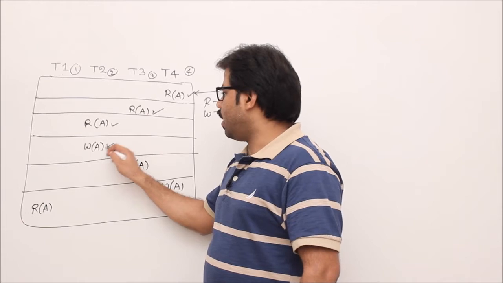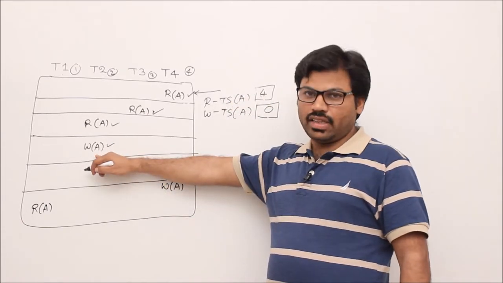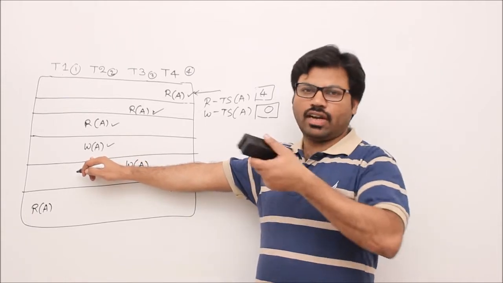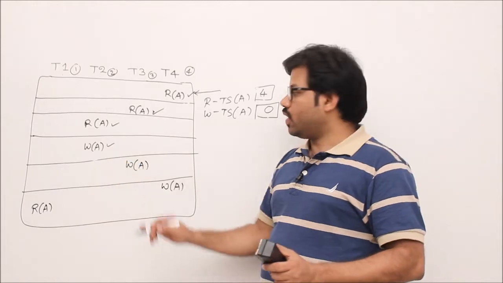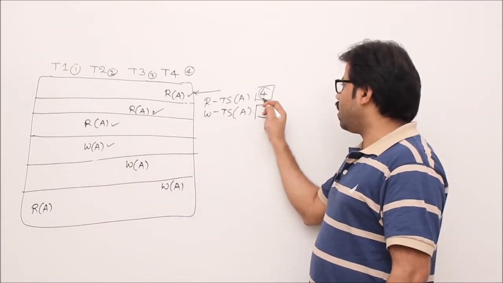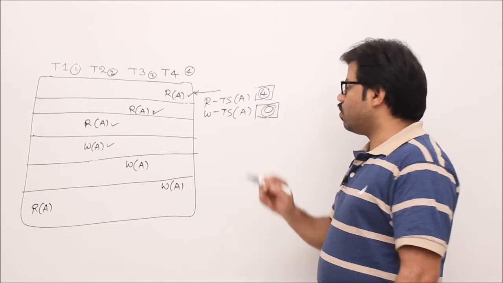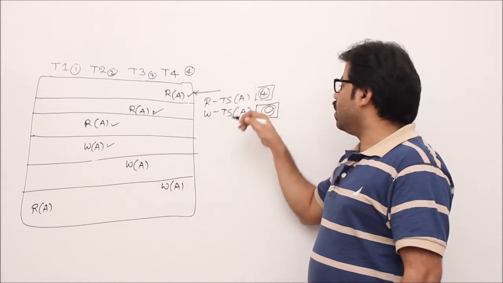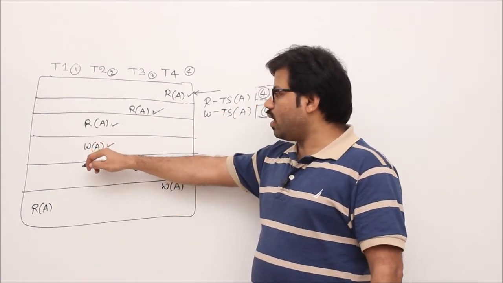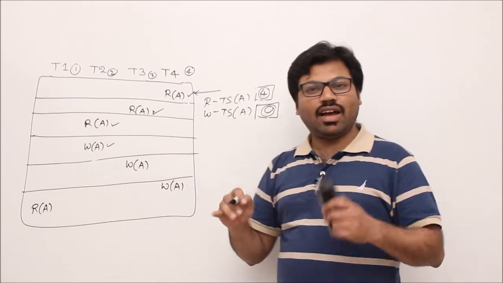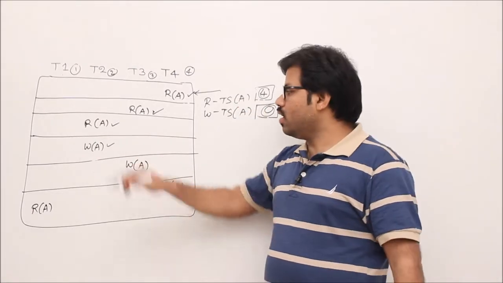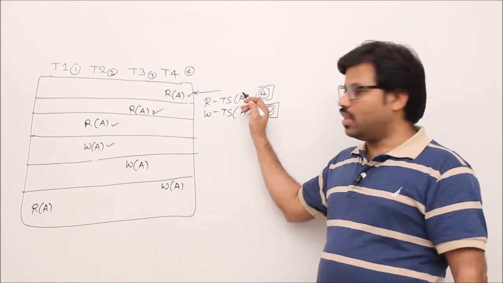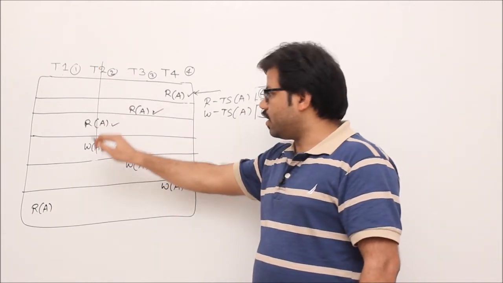Then we come to write of A. Whenever we perform a write of A, we compare against the read timestamp and the write timestamp, because write-read is a conflict and write-write is a conflict. First we check the readers. Who is the youngest reader? 4. Who is the youngest writer? 0. Correct? Now you want to write it, but you are the older transaction, 2, and some younger transaction has already read it. What should be the correct order? You should update the value, and then the younger ones should read. But the younger ones have already read. That means this transaction will be cancelled, the entire thing.